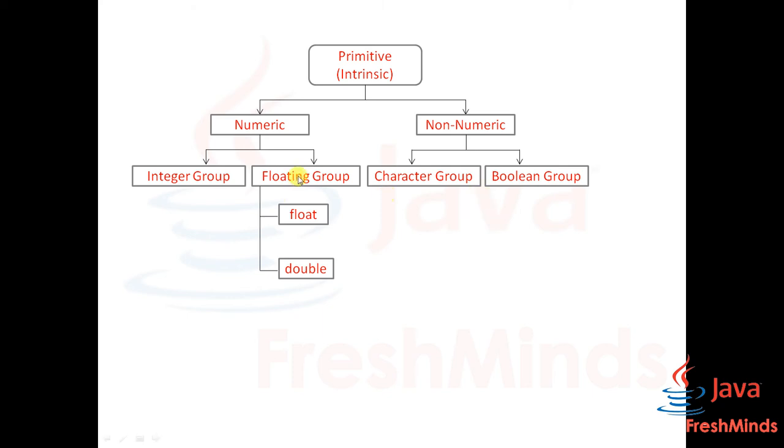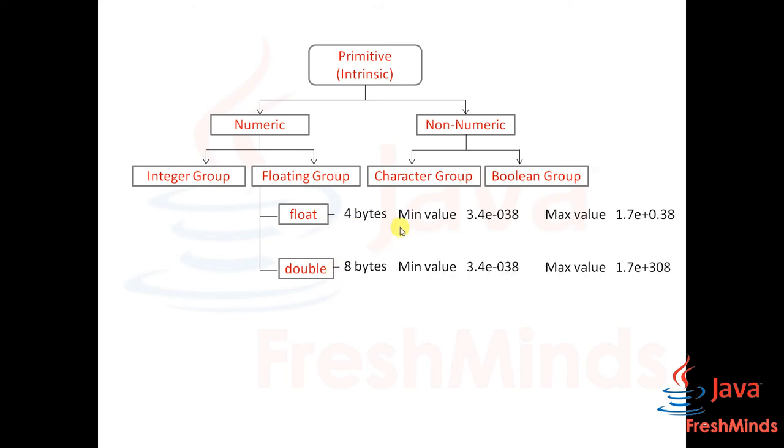Now we have our second group called the floating group. The floating group consists of two data types called float and double. Float has 4 bytes and double has 8 bytes. Now we will see the practical demonstration of the floating group.